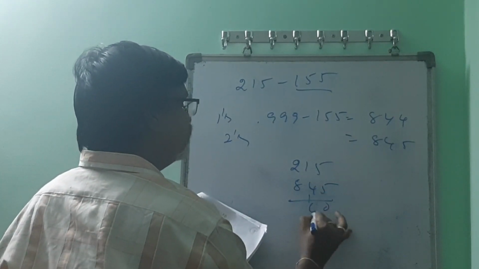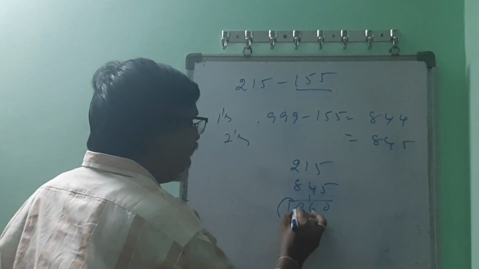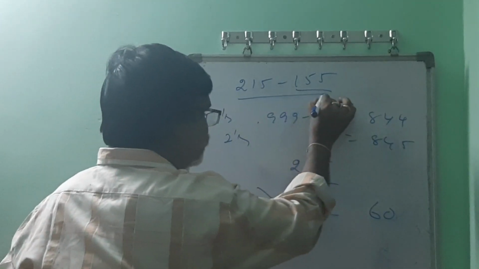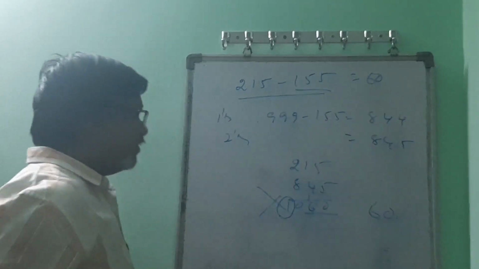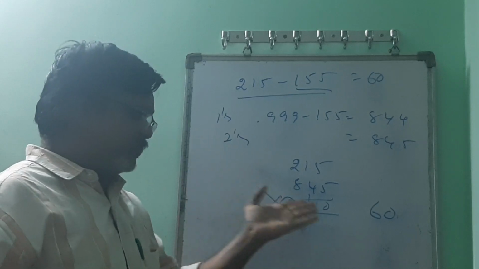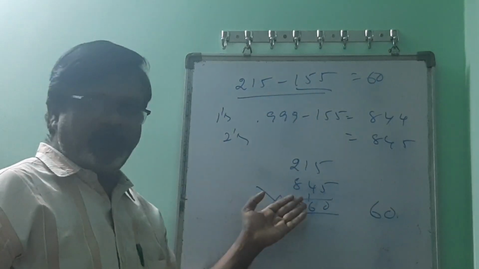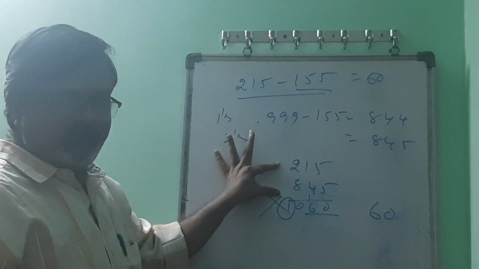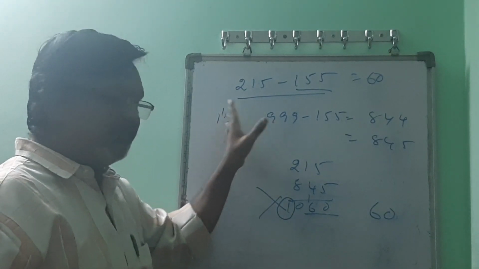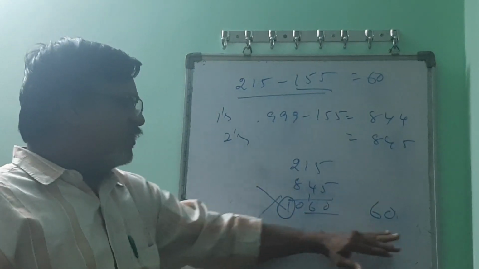Adding 215 and 845 gives 1060. As you got a carry, simply discard it. The result will be 60. You know 215 minus 155 is 60. You can ask, sir, we already know that, so why 1's complement, 2's complement, and so on? This is how subtraction is performed inside the computer, because only addition exists in the system. First it finds the 1's complement, then the 2's complement, and those two numbers are added. If a carry is generated, it is discarded.